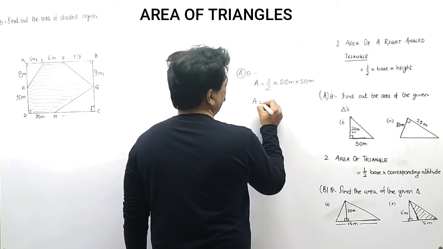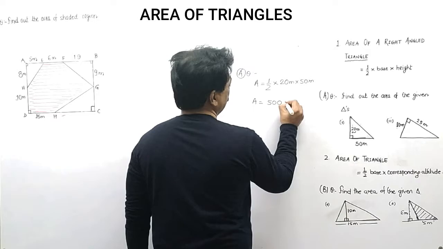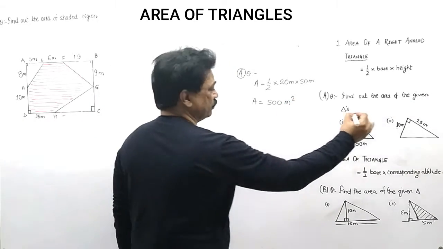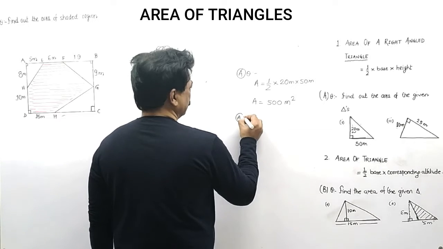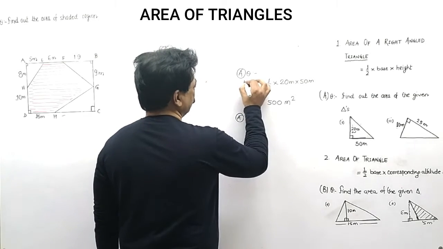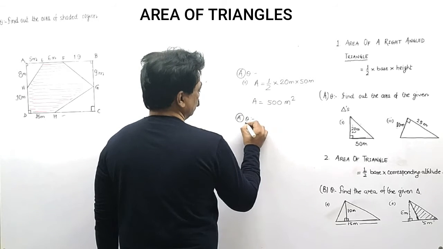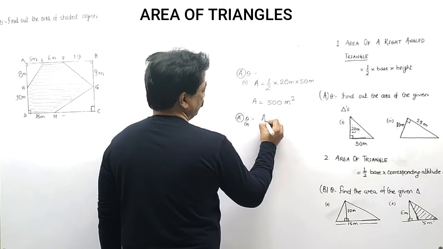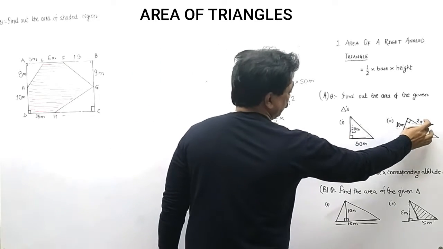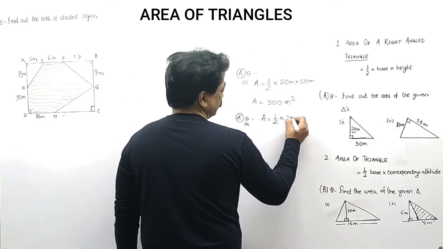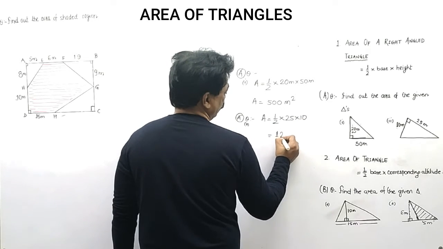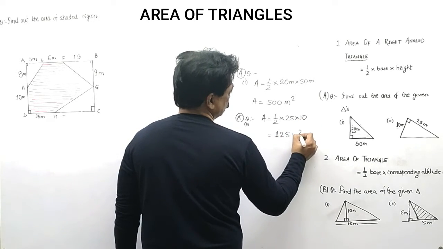So area will be how much? 500 meters square. Did you understand? In the second question, what will happen? That is B, question number 2. So area will be equal to half into the product of the sides containing the right angle, 25 into 10, that is 250, that means it will be 125 meter square.